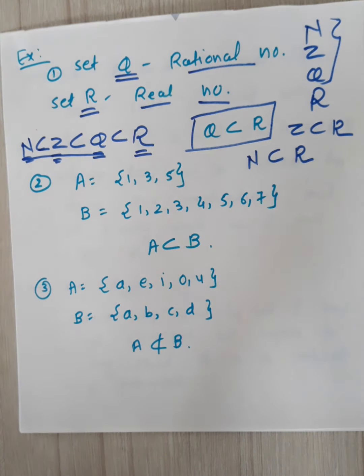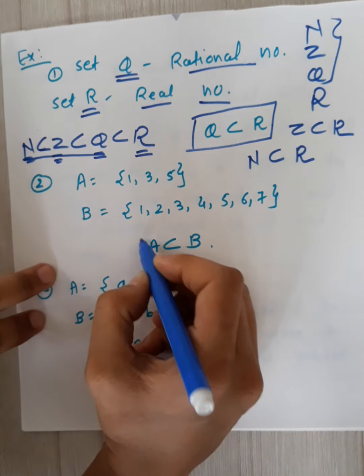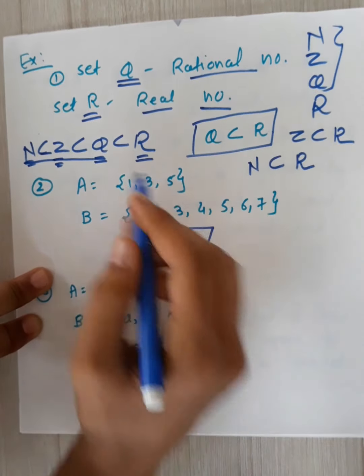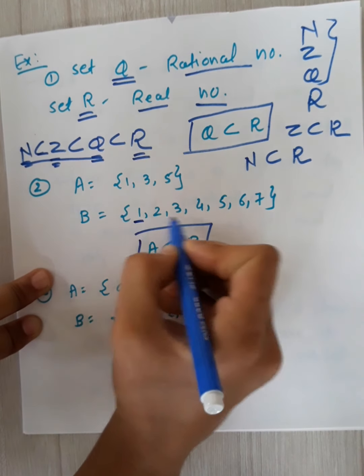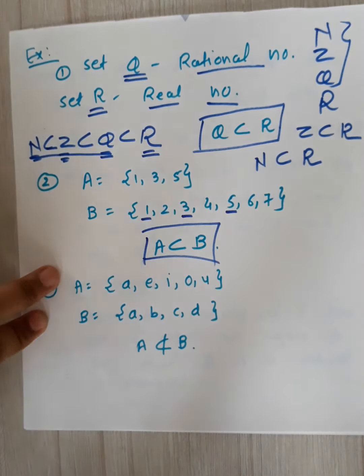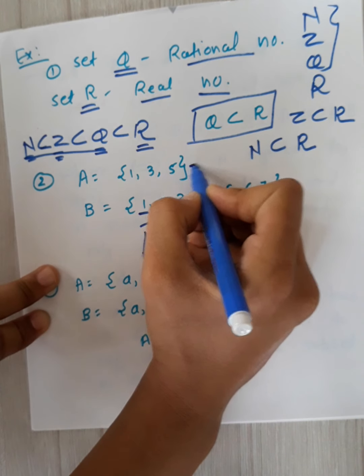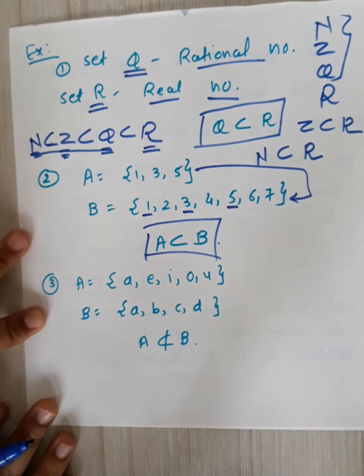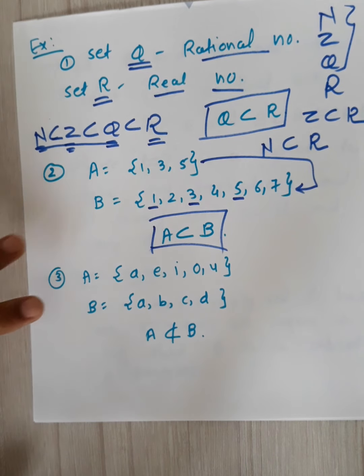Now, is A a subset of B or not? Yes, A is a subset of B. Why? Because you have 1, 3, 5 in A and in B, 1, 3, 5 is there. All the elements of A are present in B. That's why we can write that A is a subset of B.